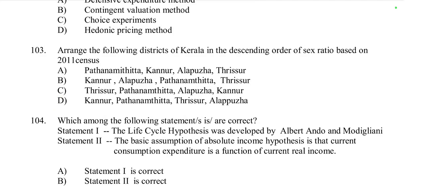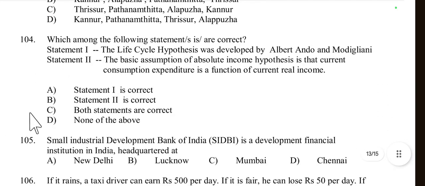Just look. Then question number 104, which statements are correct. Statement 1 is the life cycle hypothesis was developed by Albert Ando and Modigliani. This is right. Ando, Modigliani, Brumberg, they developed the life cycle hypothesis. So this theory suggests that individuals plan their consumption and saving behavior over their lifetime, aiming to smooth consumption by saving during their working years and dis-saving during retirement.